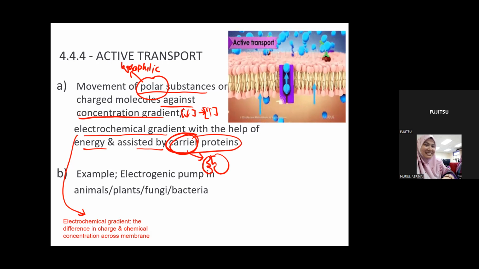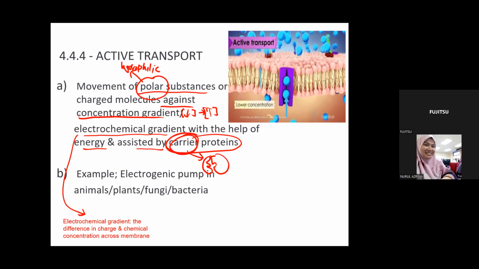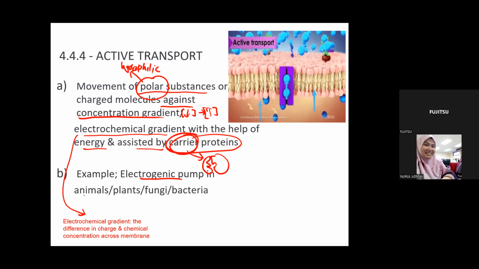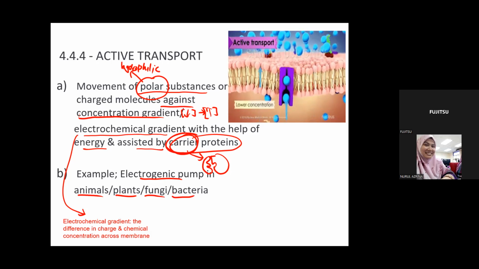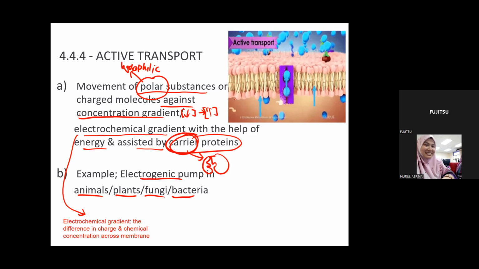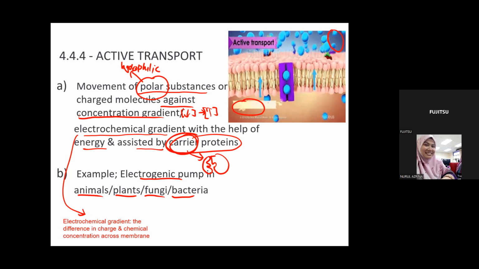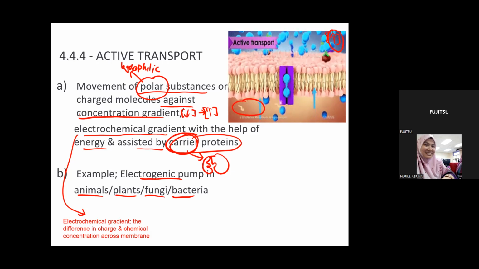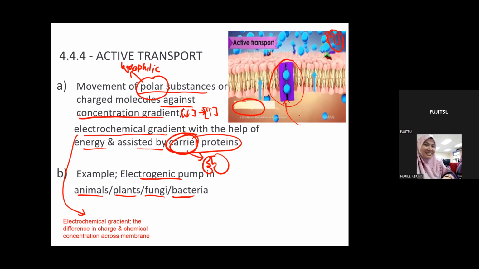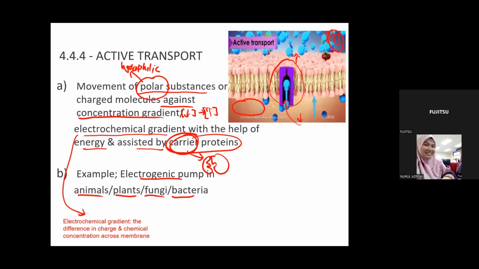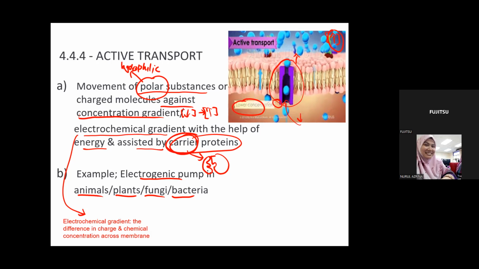Okay, so example of transportation or active transport that uses ATP is electrogenic pump that is found in animals, plant, fungi, okay, contoh kulat, and also bacteria. Okay, tengok gambar ni. So here you have area of low concentration substance, and yang dekat kawasan sini ialah kawasan yang mempunyai substance yang berkepekatan tinggi. So this carrier protein, you can see it transports substances from low concentration to high concentration using ATP, energy. Nampak ni, warna kuning kecil tu ialah energy of ATP.